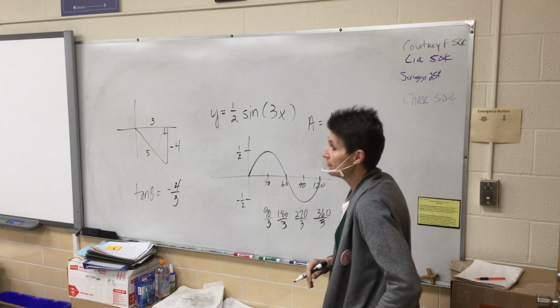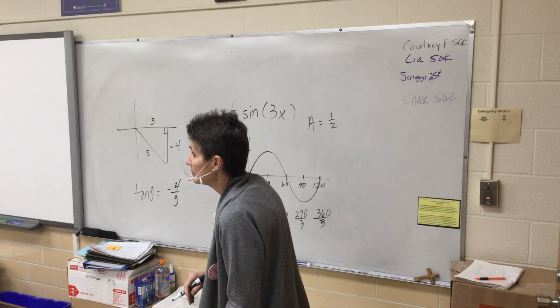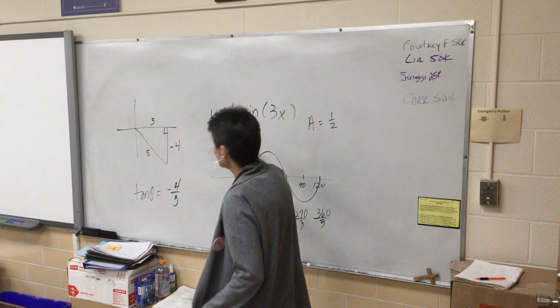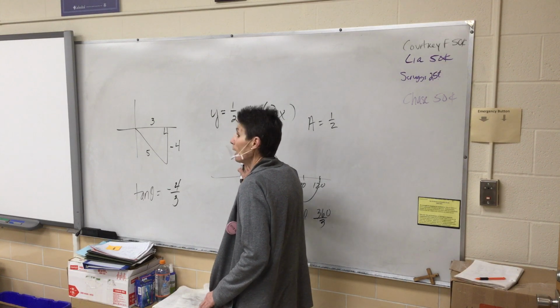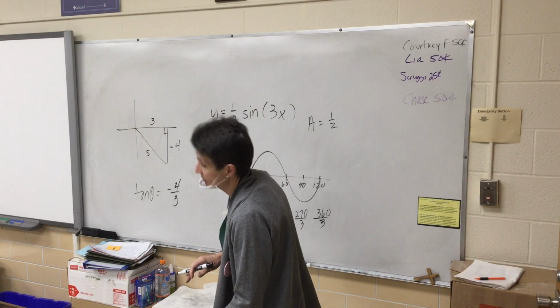Okay? William, what do you do on that if there's no amplitude? What do you mean? If there's no number in front, then the amplitude's 1. There's an understood 1.